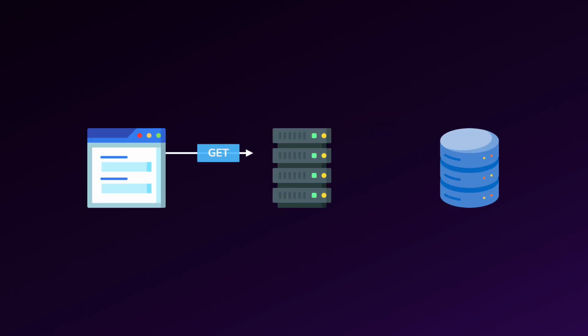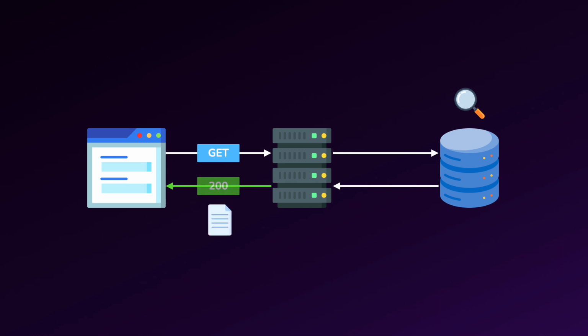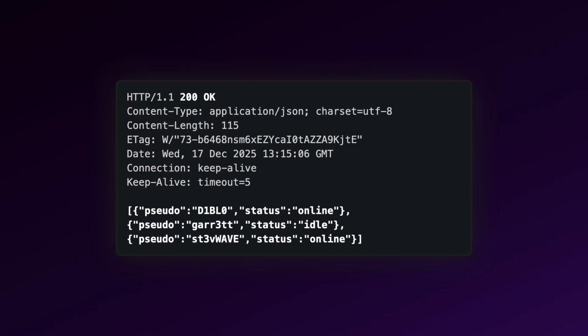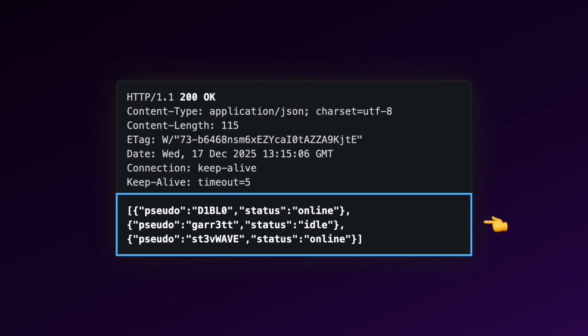Let's start with the one you've probably already used hundreds of times without really thinking about it, 200 OK. This status code is generally used in response to a GET request and indicates that the request was successfully processed by the server and that nothing new was created in the database. In this case, the message body of the response usually contains the data the client asked for or a simple confirmation message.